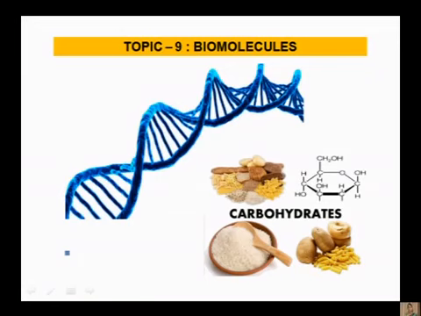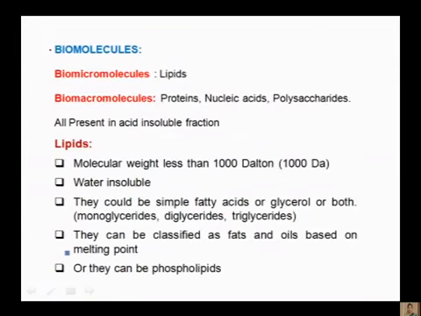Moving on to the next topic, biomolecules. Biomolecules are classified into biomicromolecules and biomacromolecules depending on their size. Under biomicromolecules we have lipids, and biomacromolecules are all the polymers referred to as proteins, nucleic acids and polysaccharides. All these four components are present in the acid insoluble fraction when the chemicals of a tissue are separated.